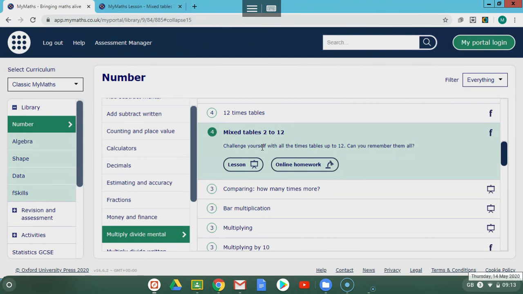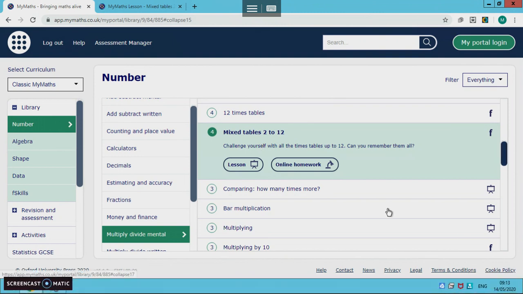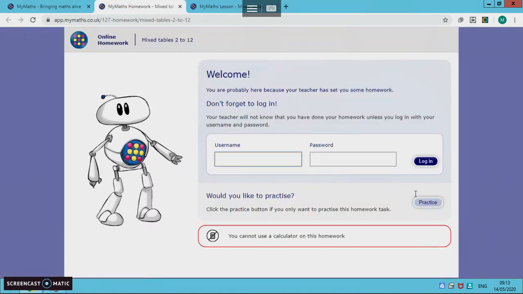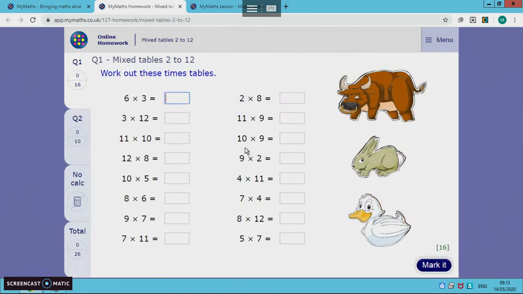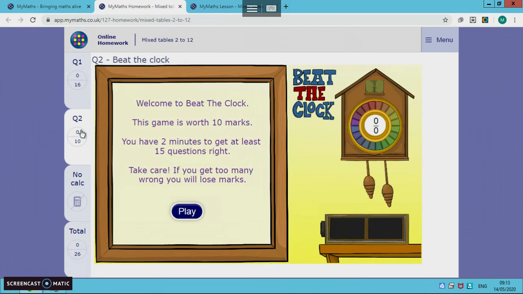When you log on to your My Maths, you're going to see a homework set for you called Mixed Tables 2 to 12, and you're going to do the online homework. I don't have a login for it, but this will be what you see. You see question 1, with all these times tables questions, and question 2, which is a beat the clock question. You've got 2 minutes to try and get at least 15 questions right.